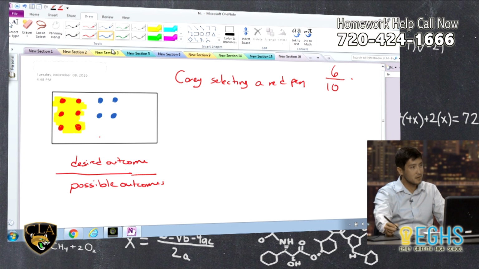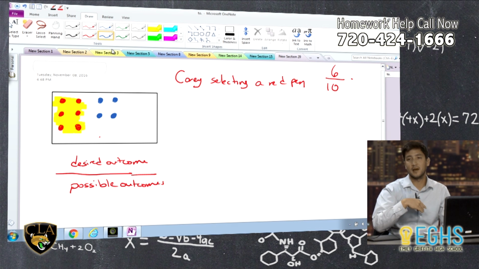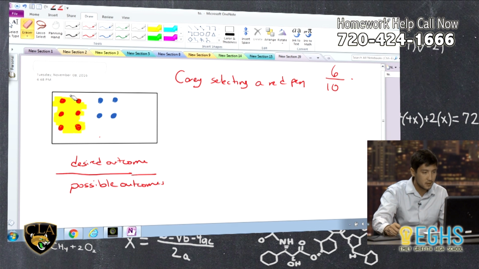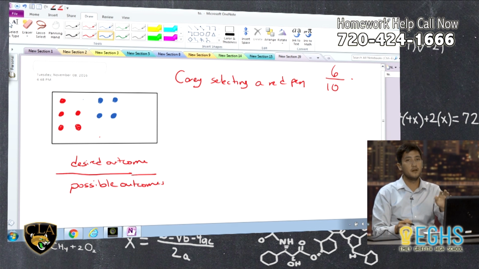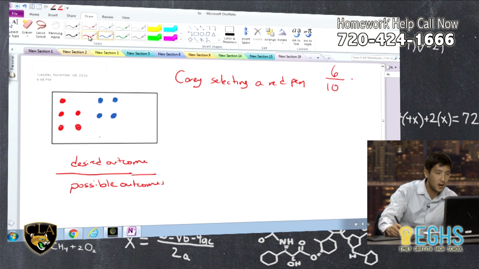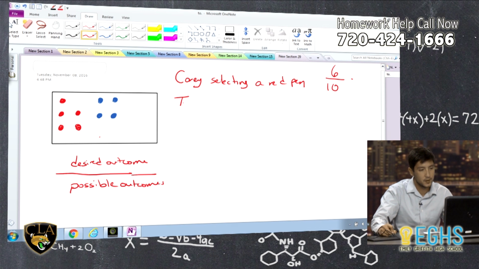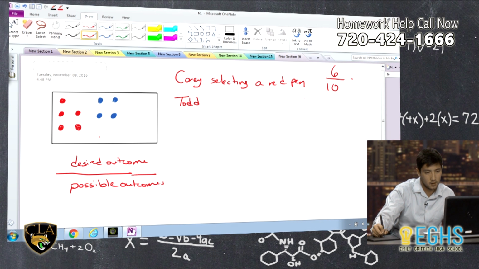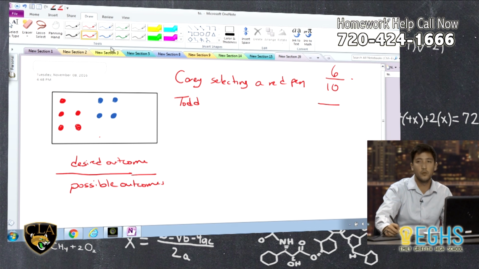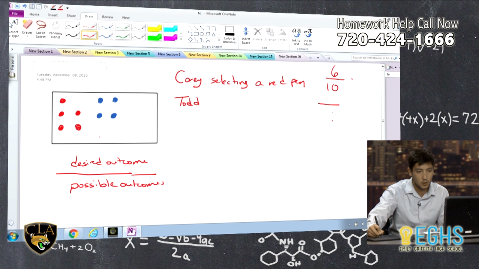Now, once Corey selects his red pen, he's keeping it. So it's important to note that he's not putting it back in. So the possible outcomes will change a little bit. Here's what I'm going to do. I'm going to remove one of these because Corey took one. Now there are only 5 red pens. So the odds of Todd selecting a red pen are not going to be out of 10 because there are only 9 pens in here. So they're going to be out of 9. And there are a total of 5 red pens.